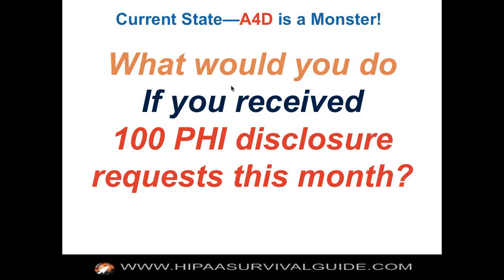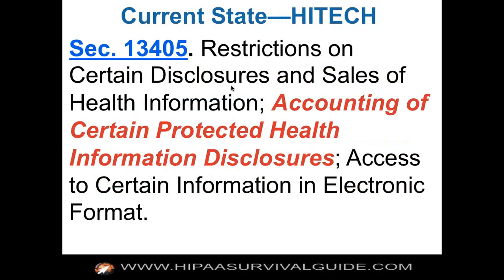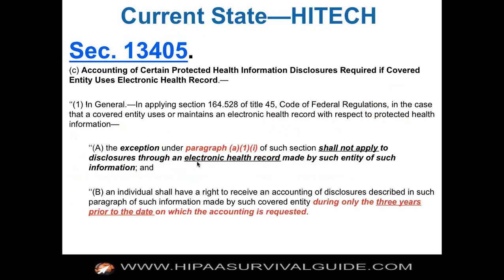Okay, here is how the HITECH Act changed the accounting for disclosures. It's HITECH Act Section 13405, actually a small part of 13405, that is accounting of certain protected health information disclosures, and it's really 13405C. Because this is modifying 164.528, the existing rule that we just looked at, it's sort of a little difficult to read because it's replacing text. It says the exception under paragraph A1I shall not apply to disclosures through an electronic health record.